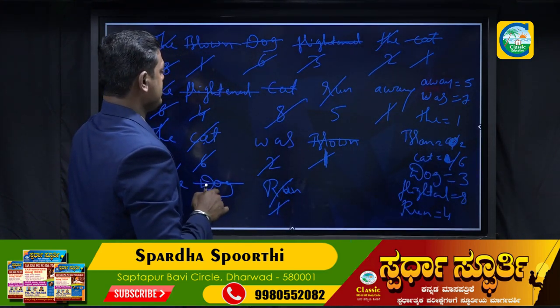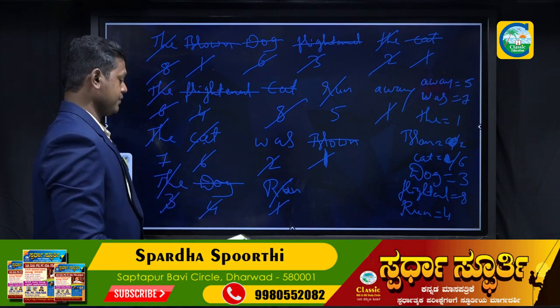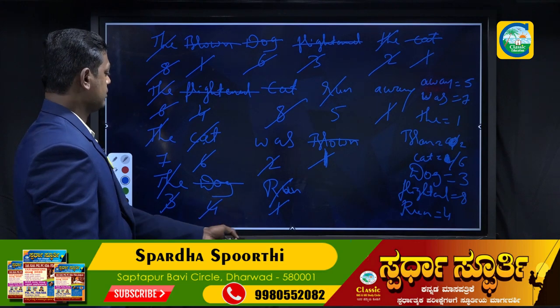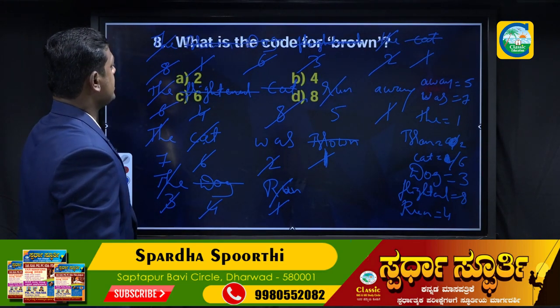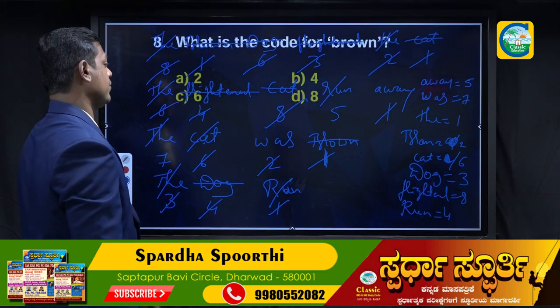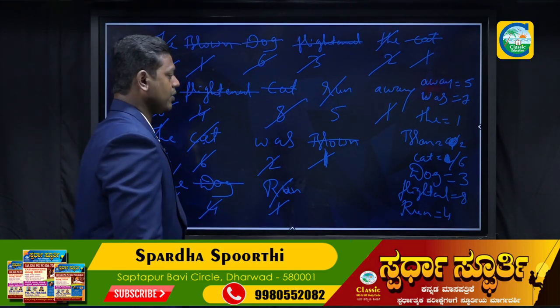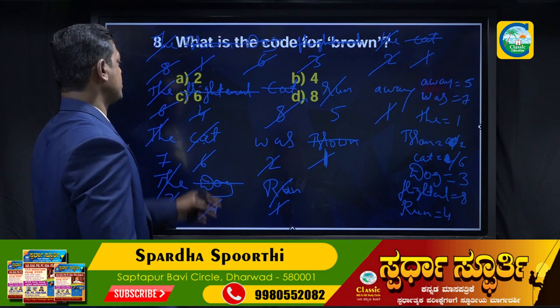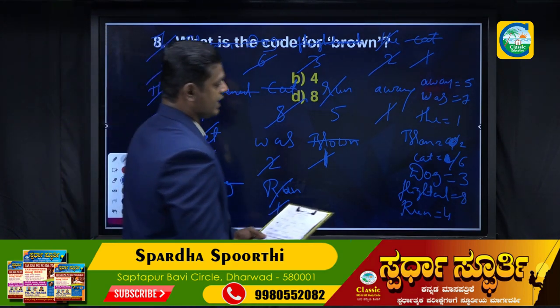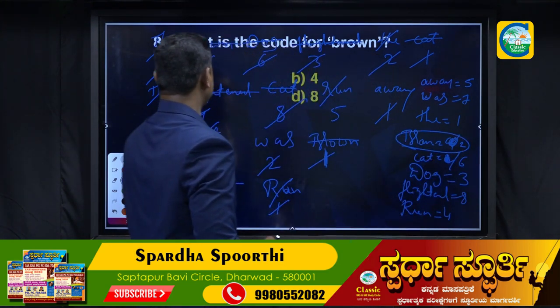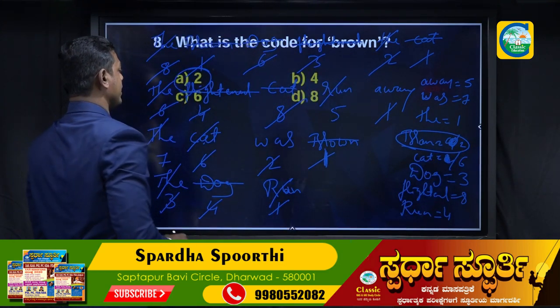Now friends, now let me check the question here. Okay, the problem is like this. Question: what is the code for brown? What is the code for brown? They are asking. What is the code for brown means the code is 2, option number 2, right friends? I write down here, I made the correction. No, so code for brown is 2, option number 1.